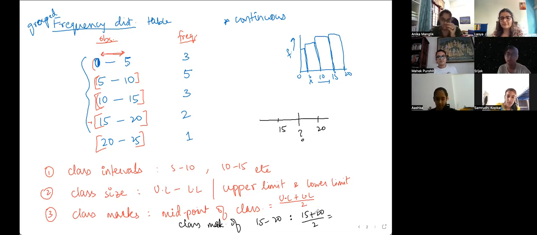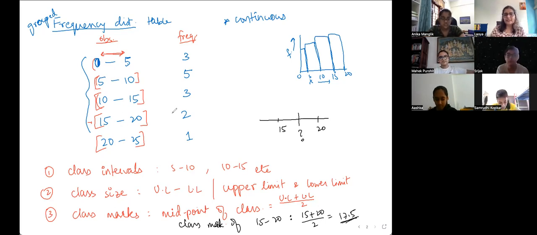Iska class mark kya hoga, 15 to 20? 17.5. Yeah. You guys did this, no? Like if you're finding the mean, assumed mean, jo bhi hai, you have to find the class marks, right? You just didn't know it was called class marks. So yeah, class marks are basically the midpoint of each of these classes.